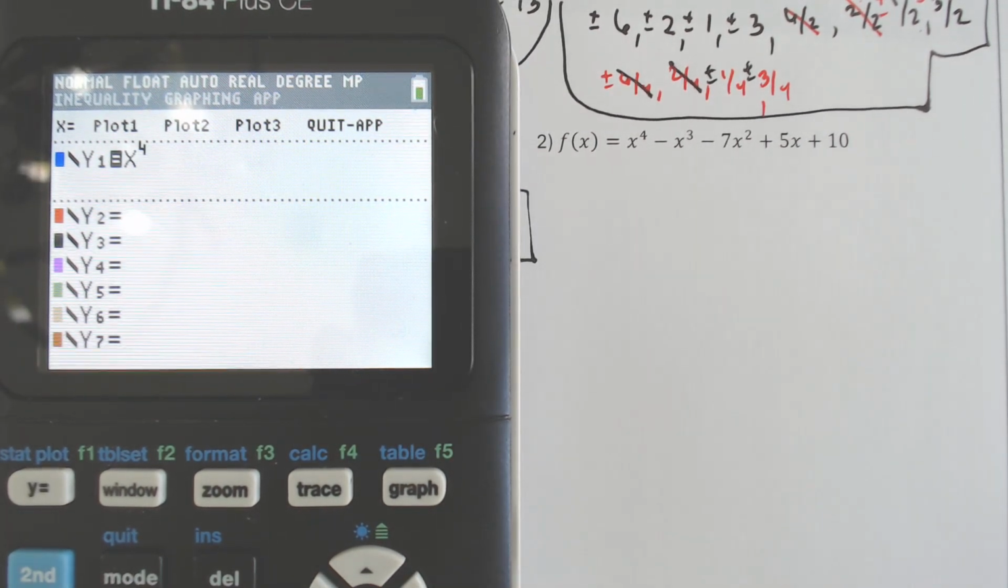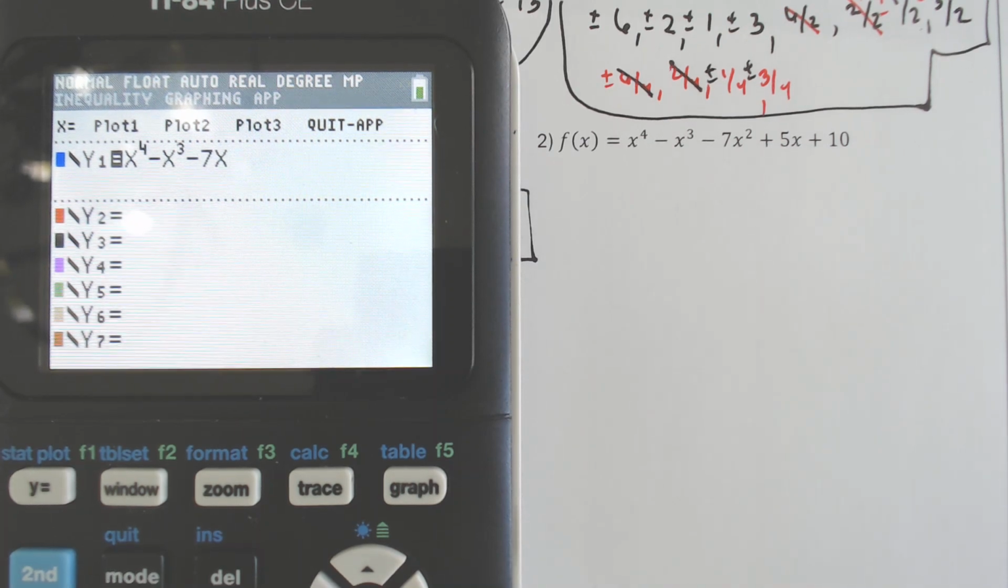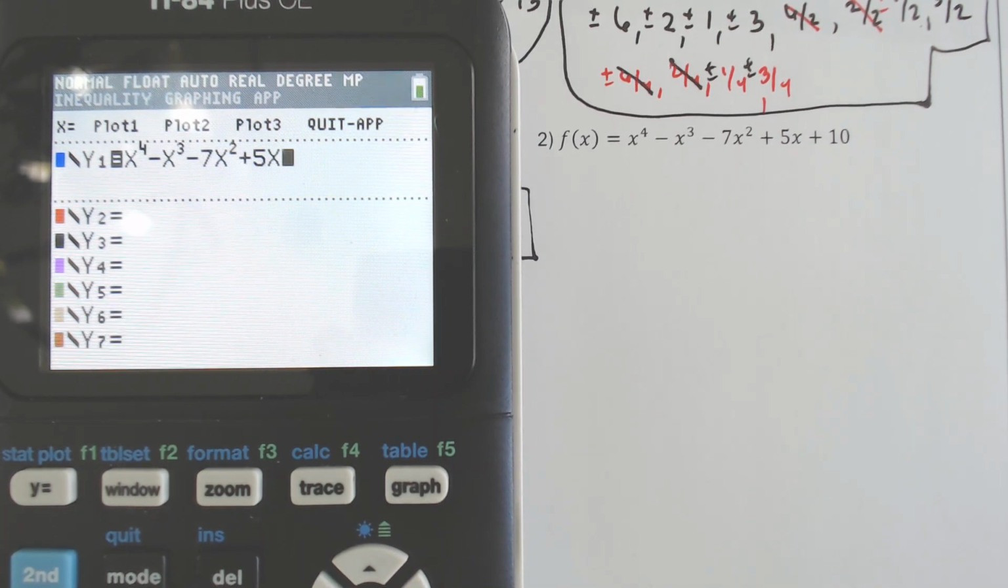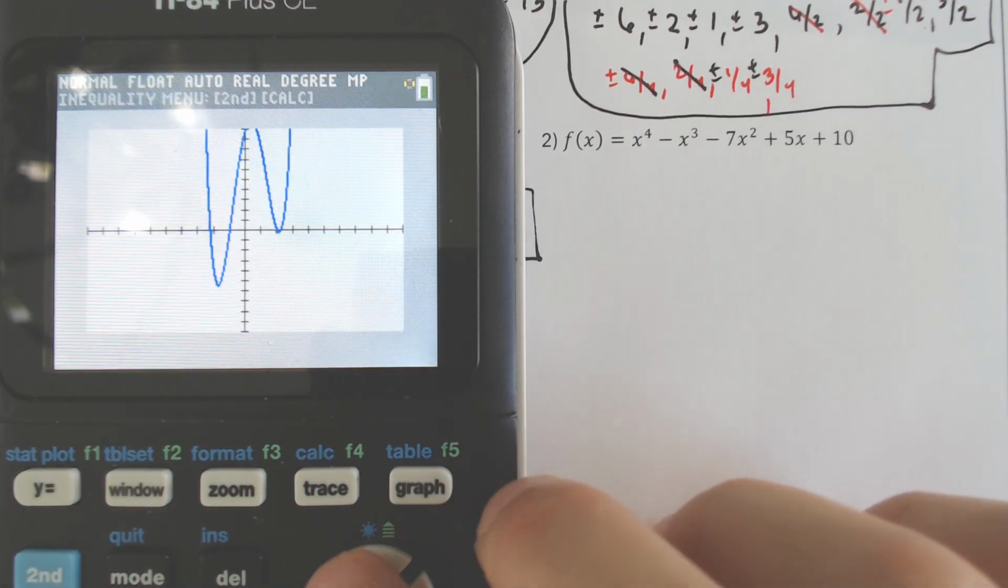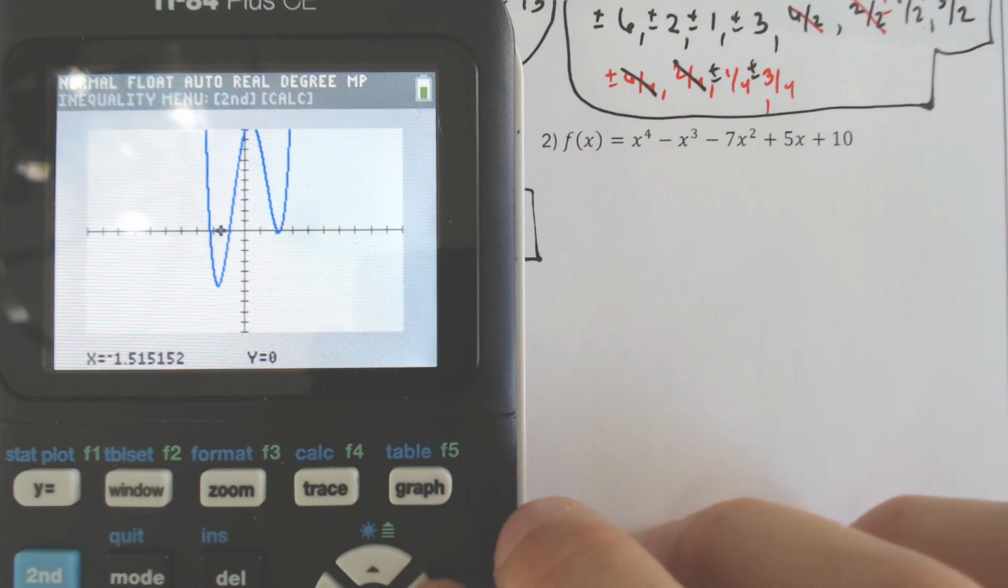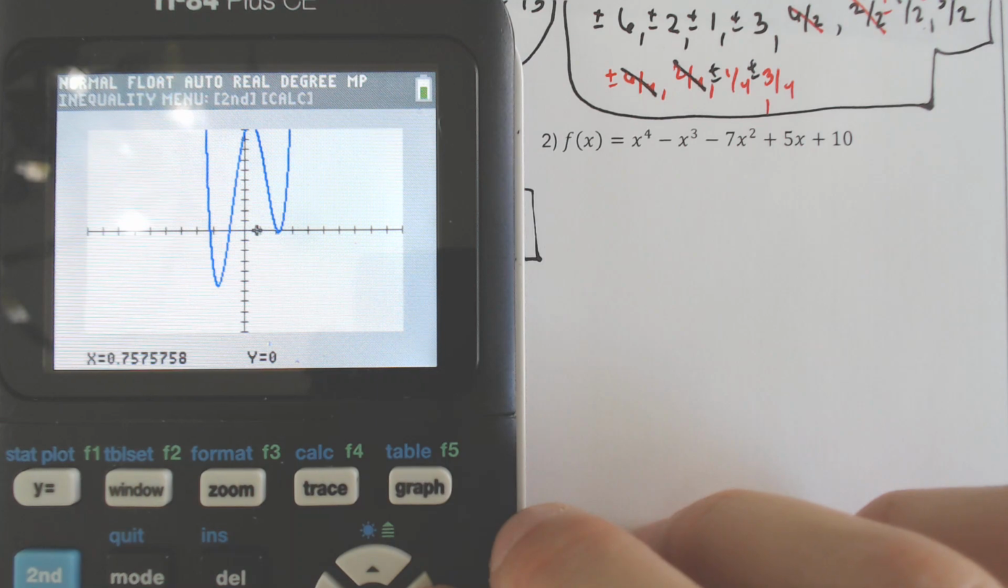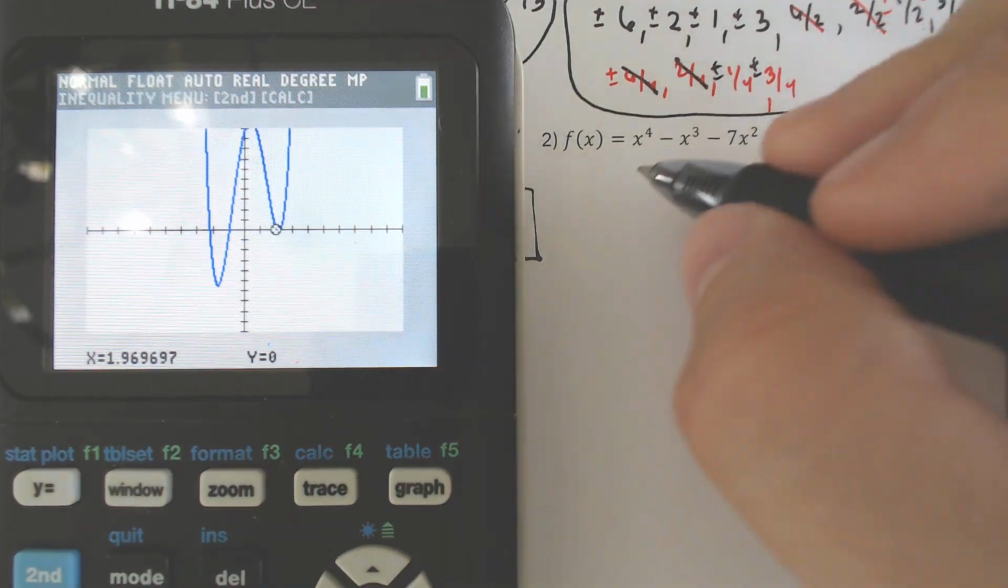X to the 4th minus x to the 3rd minus 7x squared. It does take a while to type in though. Plus 5x plus 10. This is not going to tell us every answer, but it will tell us a decent amount of information here. It appears that one of the answers is at negative 1, and the other one probably is at 2. So I'm going to try 2 first because I'm curious about the 2.